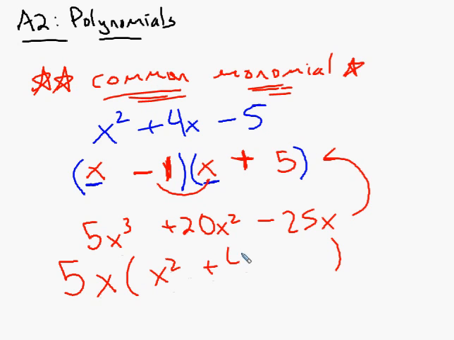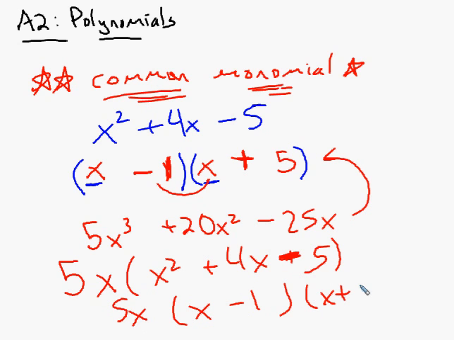And 4x. And here, minus 5. See, if I distribute this, I get this back. Well, this is identical to this one, so I factor this, and then this is my answer. I have factored out the 5x.